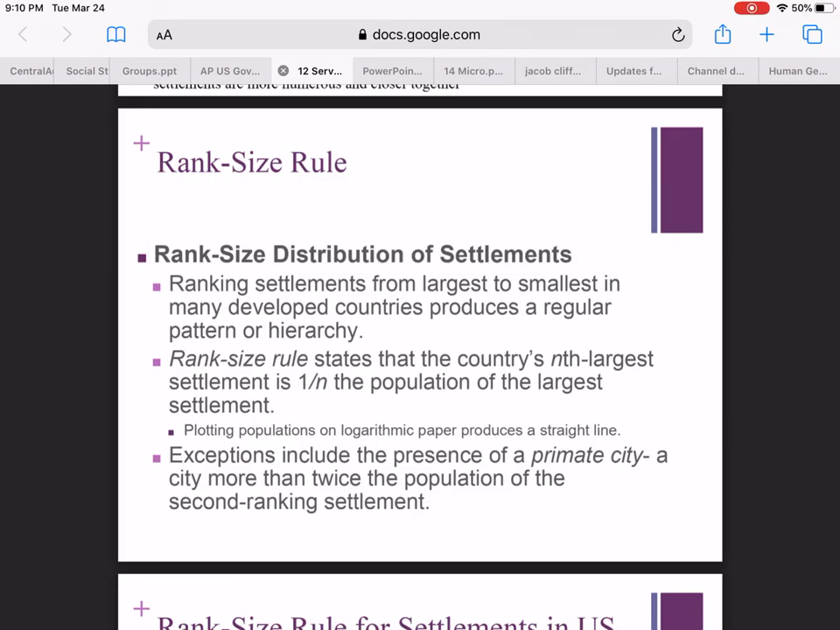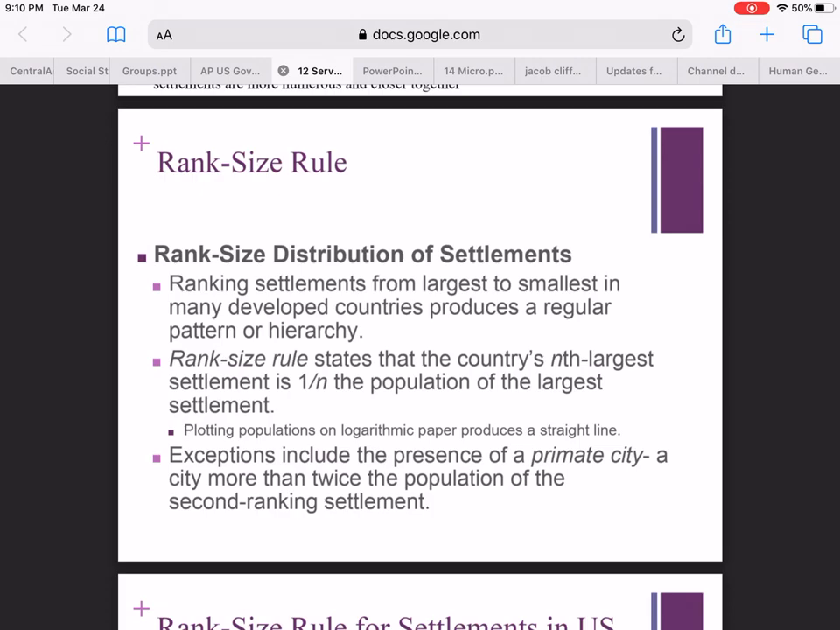So if you look at the United States, the largest city by population in the US is New York City. And if you look at, for instance, the fifth largest city in the United States, which is Houston, it has roughly a fifth the population of New York. So it's not exact. And again, you're never going to see this be exactly correct.